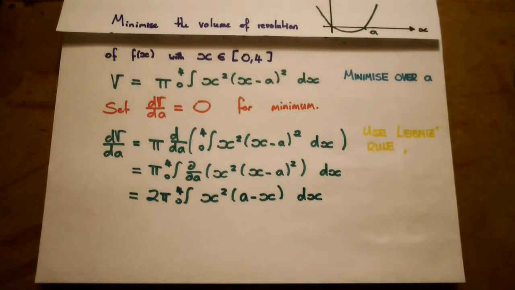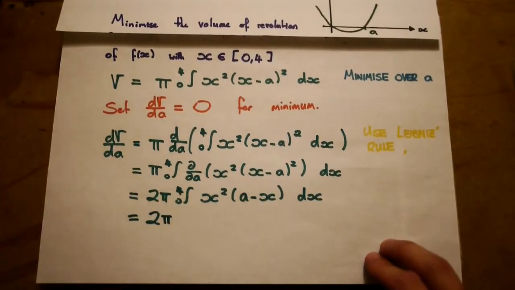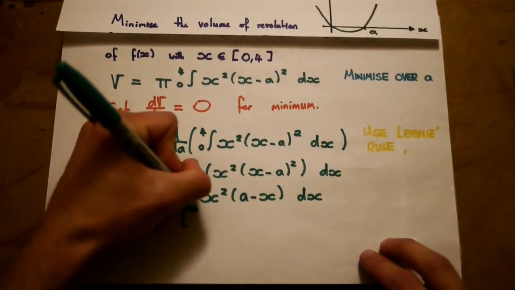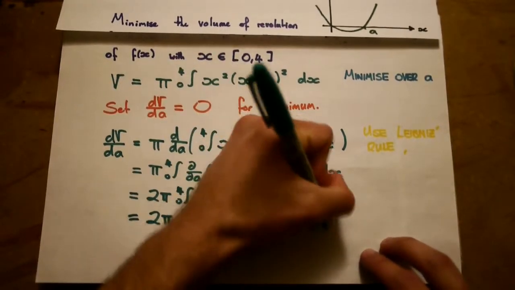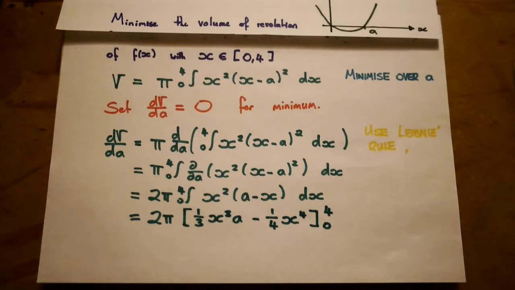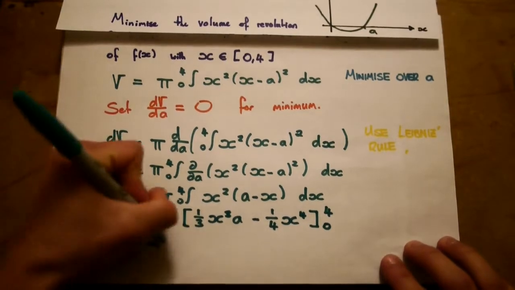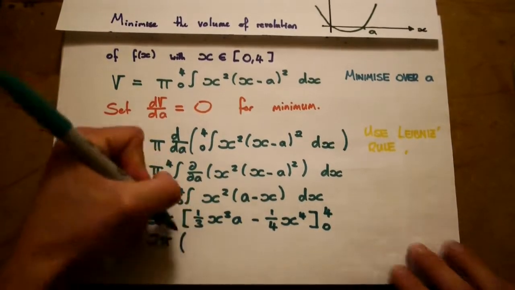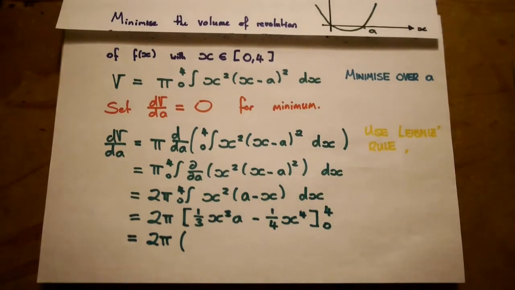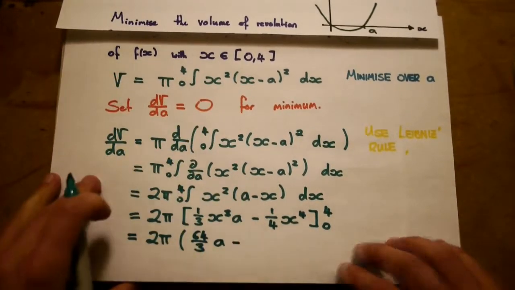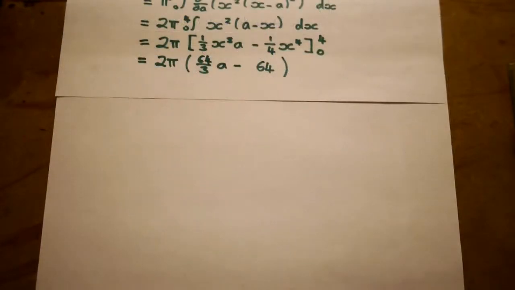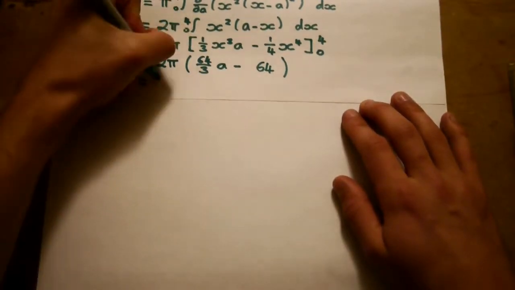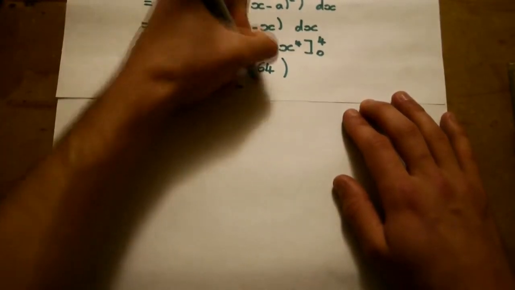(a minus x). By using the power rule for integration, this equals 2π multiplied by [a third x cubed... a third x cubed multiplied by a minus a quarter x to the 4] evaluated at x equals 4 and x equals 0. Since both terms involve powers of x, x equals 0 does not contribute to the value of this integral. And so we have 2π multiplied by (4 cubed, 64, over 3 times a, minus 4 to the 4 over 4, 64). Taking out the factor of 64, we have 128π multiplied by (a third a minus 1).